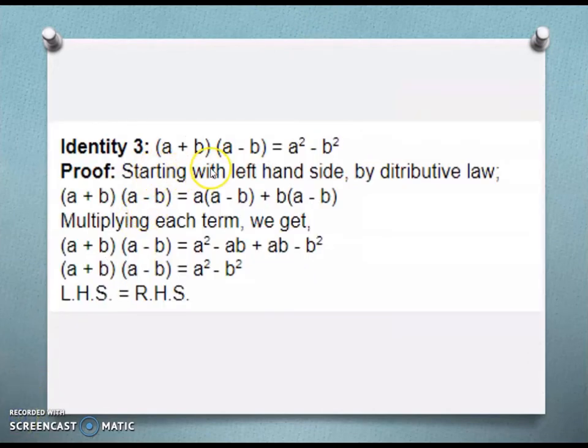Now third identity is a plus b into a minus b is equal to a square minus b square. So if you do term-wise multiplication, you will get a into a minus b plus b into a minus b, that is a square minus ab plus ab minus b square. So here you have minus ab and plus ab. So these two will get cancelled and you will get a square minus b square. So this is the algebraic proof.